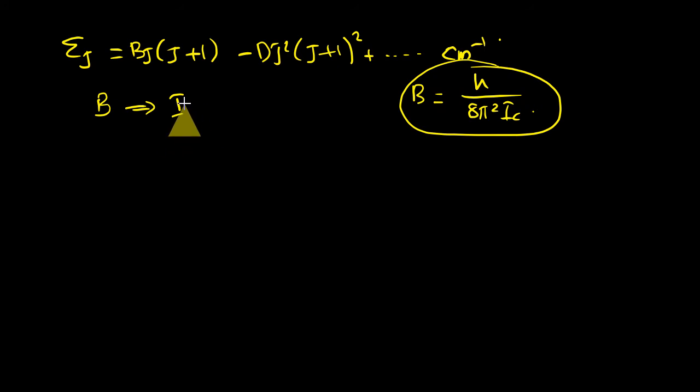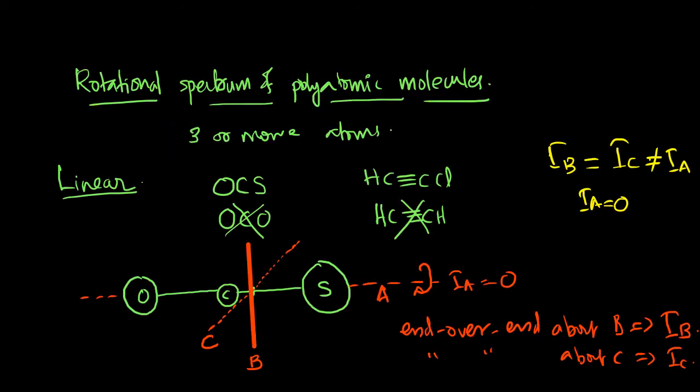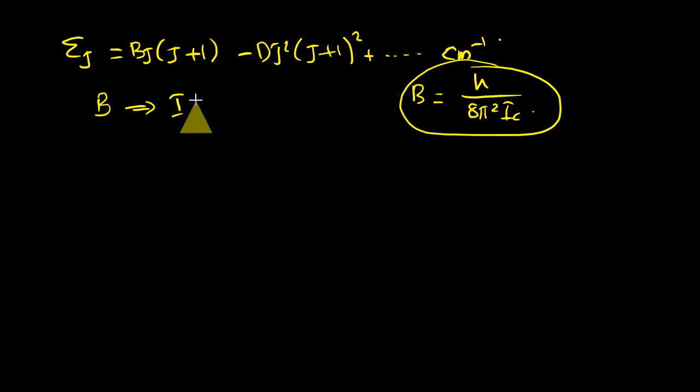But which I value are you calculating here? We were talking about IB, IC and IA. Which I value will you be getting here? You will be getting IB or IC, because IA is equal to 0 here. That will not be reflected in the spectrum. So the I value that you are getting from the spectrum will be equal to IB, or it is equal to IC. Okay, so that is what you have to understand from here.